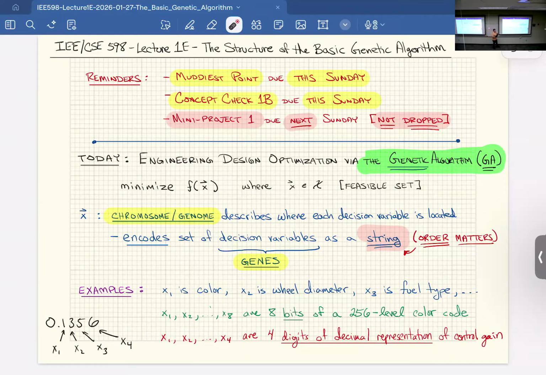Yeah, I have a question on that. So here it's written that the set of decision variables becomes a string. So can we say that this string that was a particular set of genes is an allele? Alleles will be on the next page. Okay. Yeah. So any questions about this?